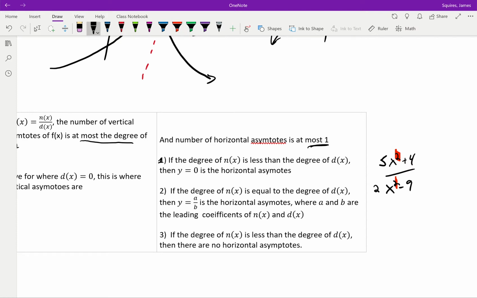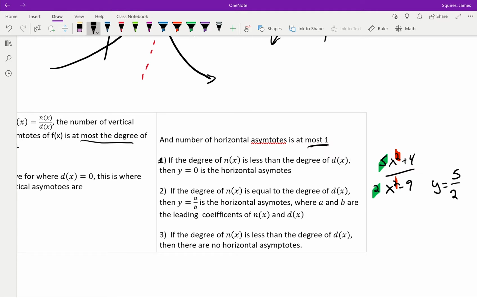So that means the line y equals a divided by b, in this case 5 divided by 2, where a is the value of the leading coefficient of our numerator and 2 is the value of the leading coefficient of our denominator. So the line y equals 5/2 will be the value of our horizontal asymptote in this example.